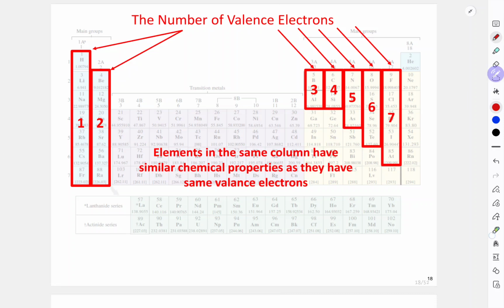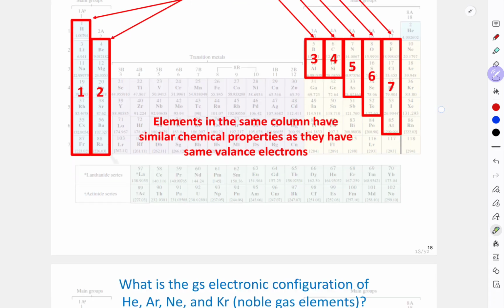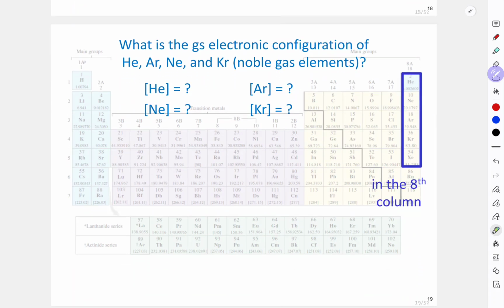And so they share commonalities in chemical properties. And maybe you can provide the ground state electronic configuration of these noble gas elements. This is a basic one, so maybe you can try to review and take it home. Basically, you can refer to the periodic table and then provide the ground state electronic configuration for each.